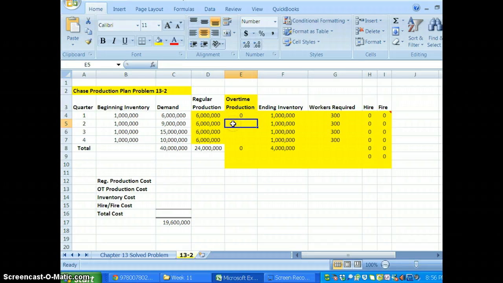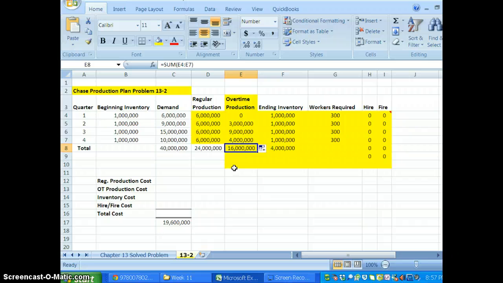we could just set up a little formula. Demand minus regular production will give us overtime, and if I do that, it gives me the answer: 3 million is what I'm going to need to produce with overtime. If I drag that little formula down to the other cells, it will automatically calculate the overtime production, and then it also totals the production using overtime, what that encompasses as far as number of pairs of jeans.